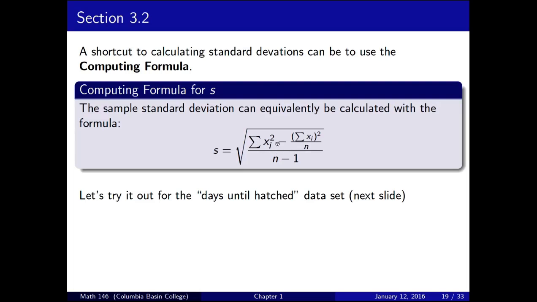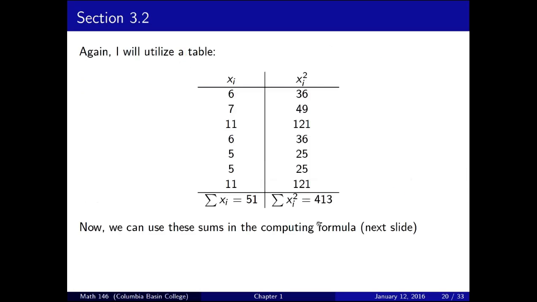All I need, firstly, is the sum of the squared observations, and then I also need the sum of the observations, which I'm going to square afterwards. So let's try that with the same data set. Again, I use a table where I start out by listing all my observations. Those are my xi's, and then I list all my squared observations, so those are the xi squareds. To get the sum of the xi's, I just add up all the original observations, and to get the sum of the xi squareds, I just add up all the squared observations.